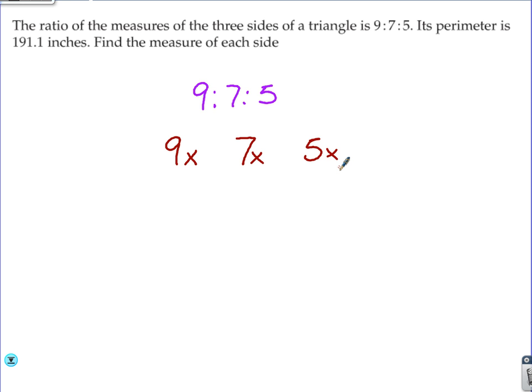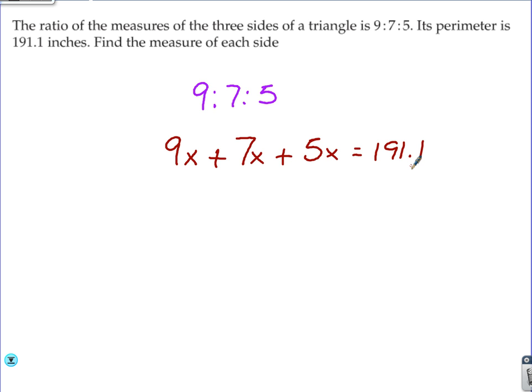So, Erica, how could I use these three sides to find the perimeter? What do you do to find perimeter? You add the sides. So when I add the sides, I'm going to get the perimeter, 191.1. That's how you set up these problems. The ratio of the three sides gives you a representation of the three sides. The perimeter is what you get when you add them up, and when you add them up, you will get 191.1.